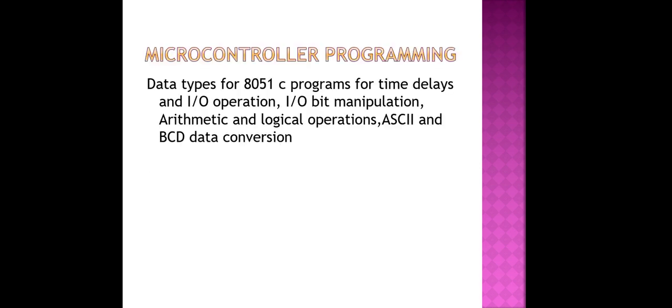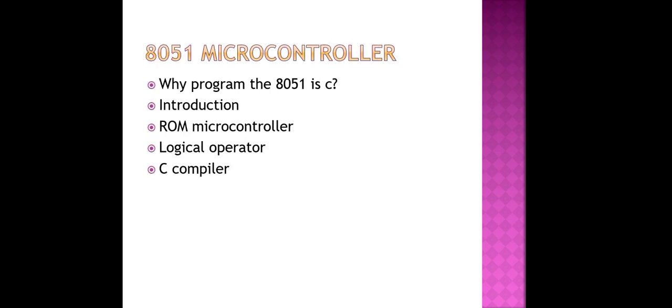The microcontroller programming chapter has these basic subpoints: data types of 8051 C programs, time delay and IO operations, IO bit manipulations, arithmetic and logical operations, and ASCII and BCD data conversions. First, what is the 8051 microcontroller, and why program the 8051 in C?